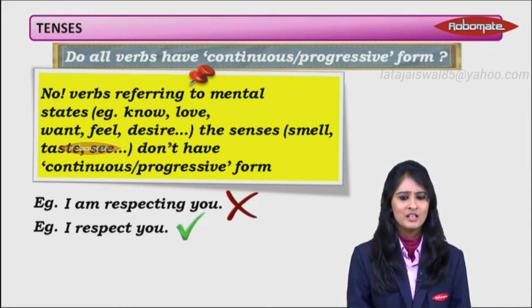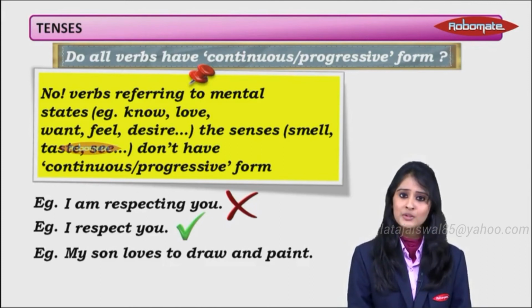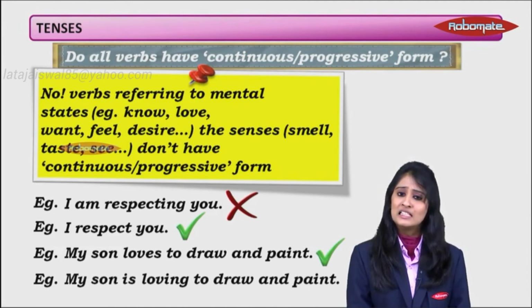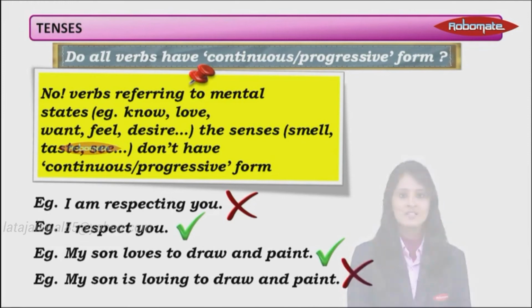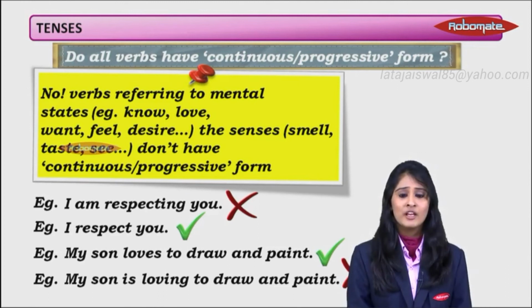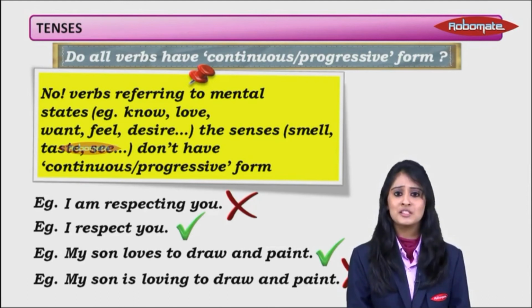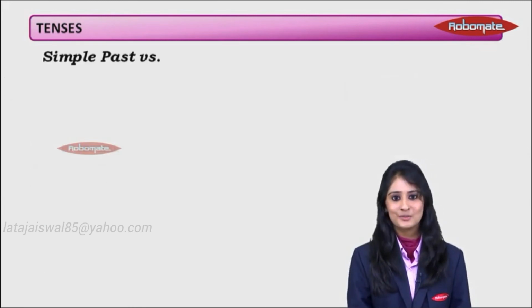The next one, will you say, my son loves to draw and paint? Of course you will say this. It's a right sentence. But will you say, my son is loving to draw and paint? Absolutely wrong. We never use such a statement. That means such sentences, when we use, we need to use these verbs in the simple present form. And we can't use these verbs in the present continuous or the present progressive form. Let's go to the next one.